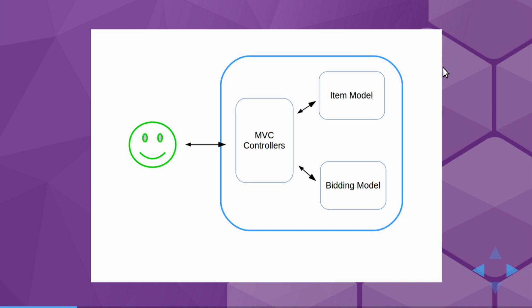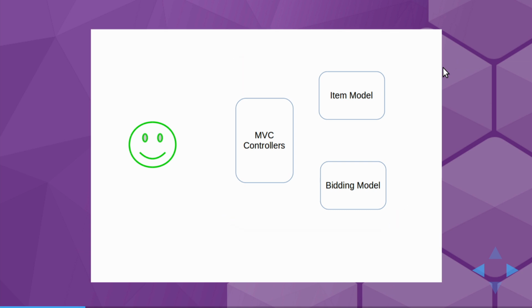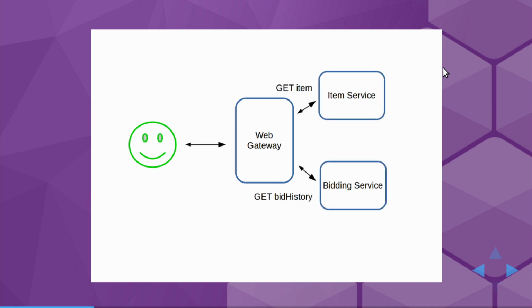And so when I converted it to microservices, first I got rid of the monolith, and now I had all these classes that had nowhere to live, so I decided to make those services. The MVC controllers became a web gateway, and the item model and bidding model became the item service and bidding service, and I used REST to call out to those in the same way that this used to be done from the MVC controllers. I did this and tested it in development, and everything was working.